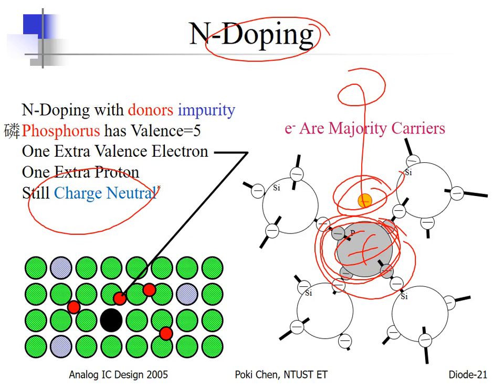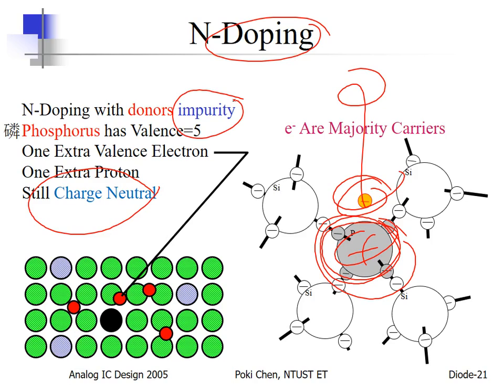I don't care what kind of material, what kind of impurity you dope. Before doping, it is charge neutral. You dope any kind of impurity, the impurity is still charge neutral. So after doping, it will be charge neutral. Okay? That's it.